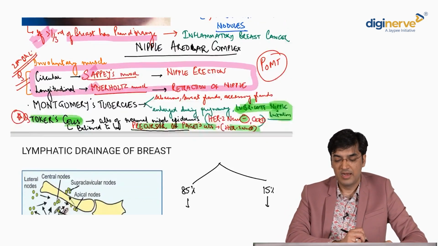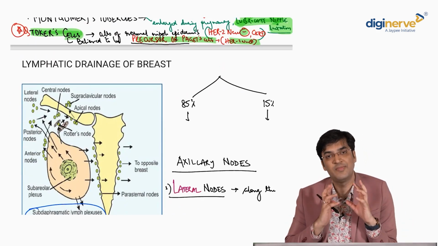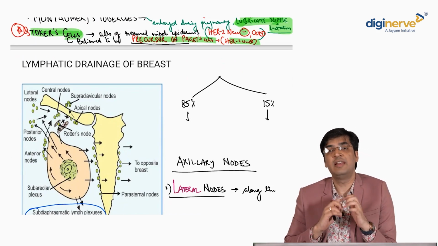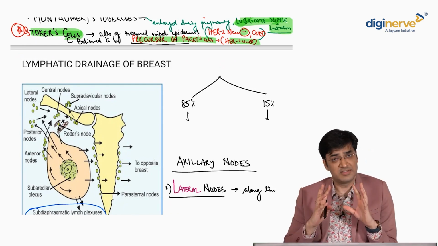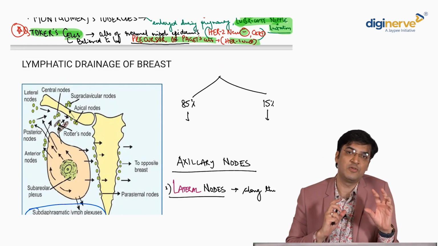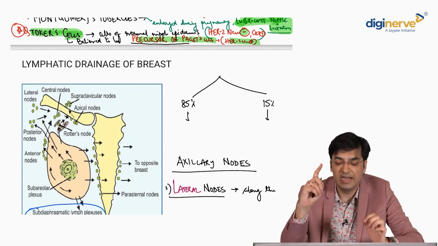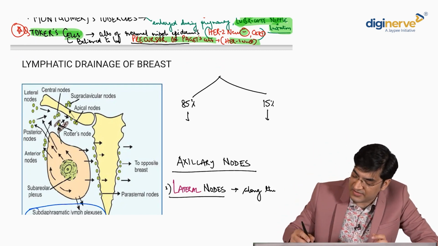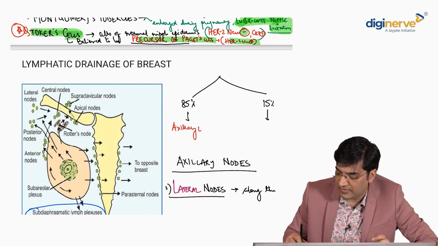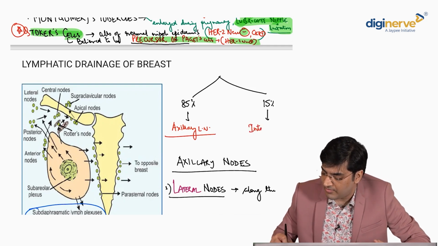Moving on to the lymphatic drainage of the breast, a very, very important area from this module. Every year, one or two questions can be expected based on the lymphatic drainage of the breast. Now, simple things first. About 85% of the lymphatic drainage goes to the axillary lymph nodes, whereas only 15% goes into the internal mammary lymph nodes. Let us write it down. 85% goes into the axillary lymph nodes, whereas 15% goes into the internal mammary lymph nodes.